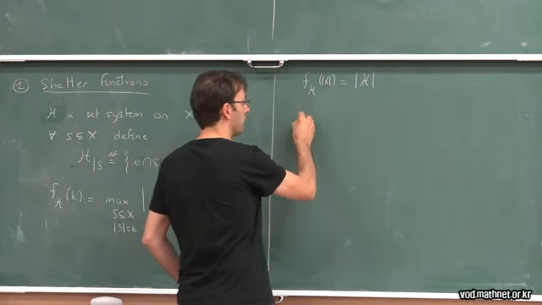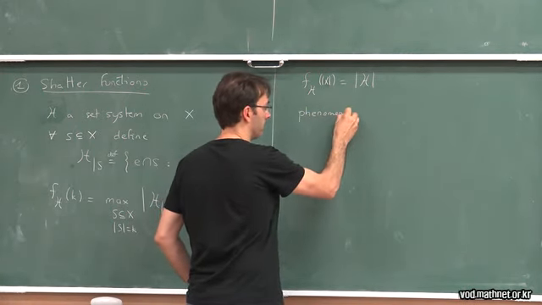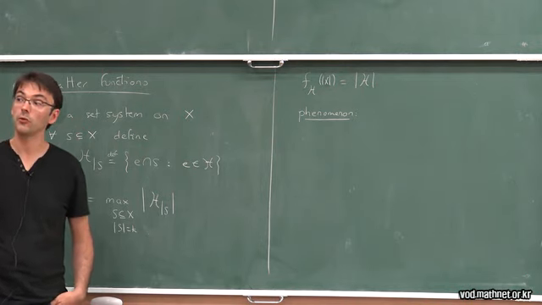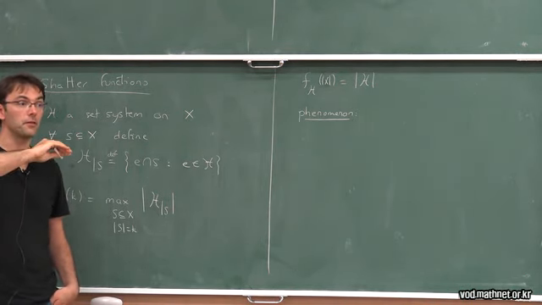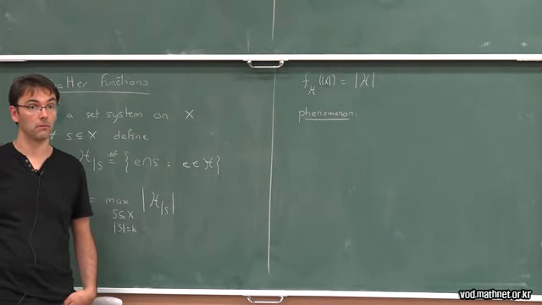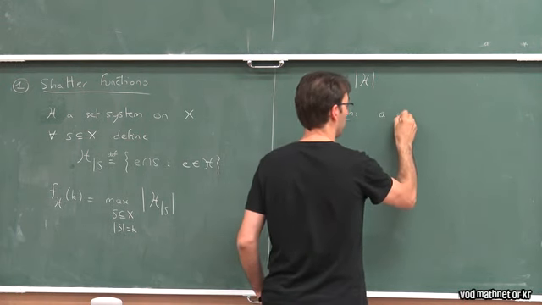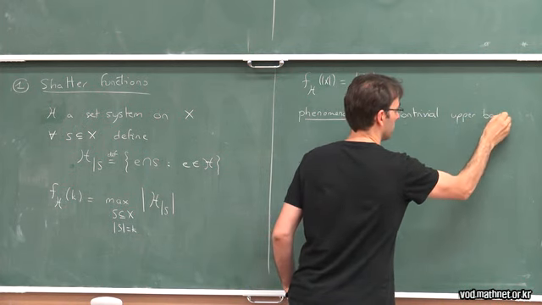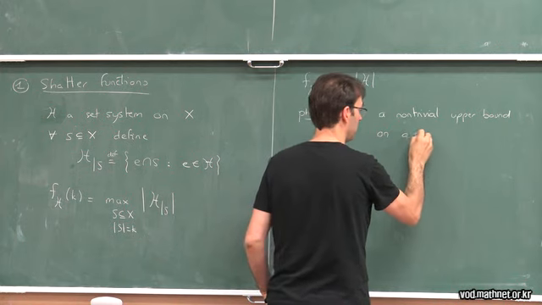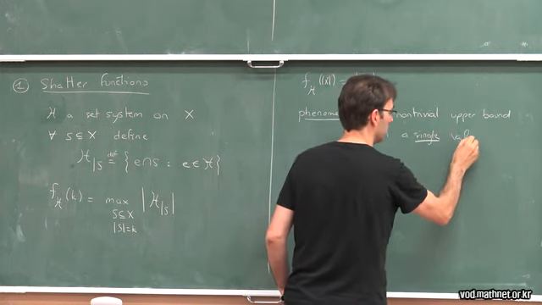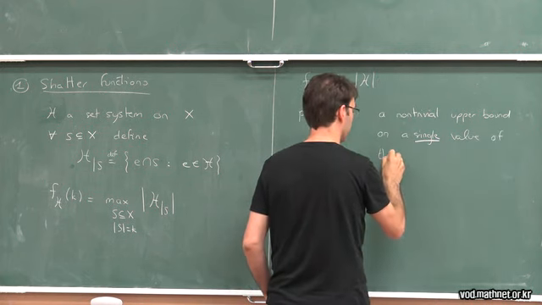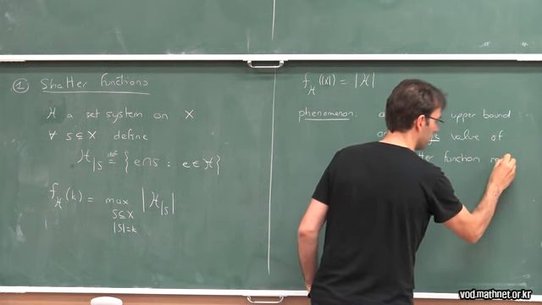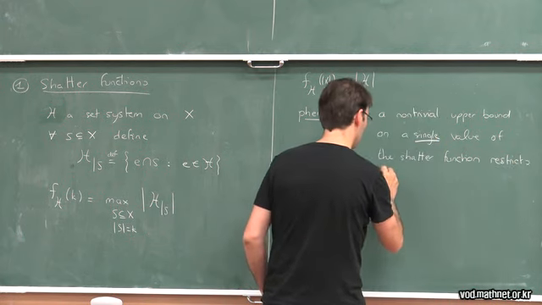And there's a very interesting phenomenon that goes on. If you give me one value of the Shatter function, if you give me a non-trivial upper bound on a single value, this restricts its asymptotic growth.